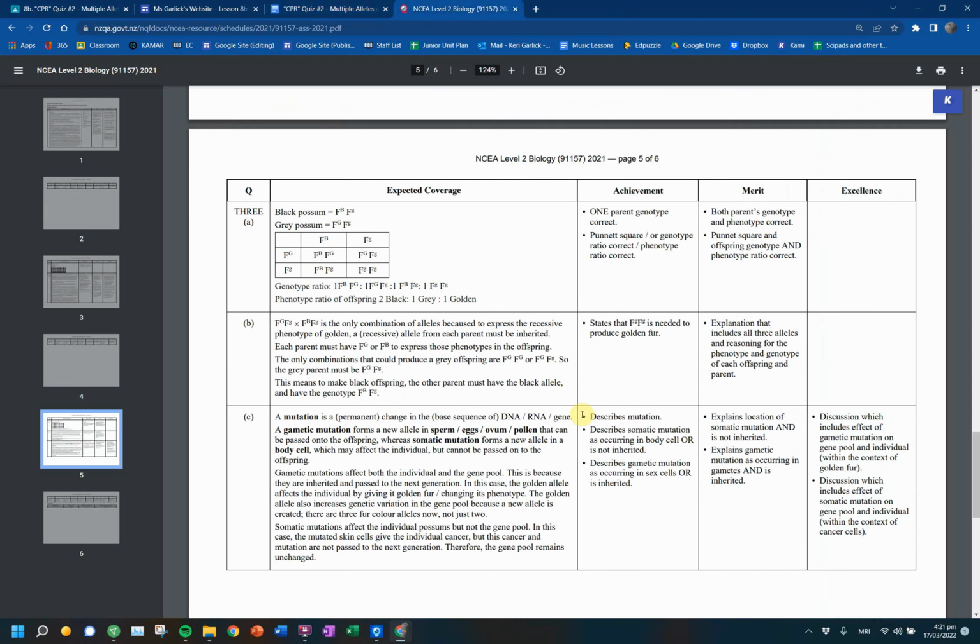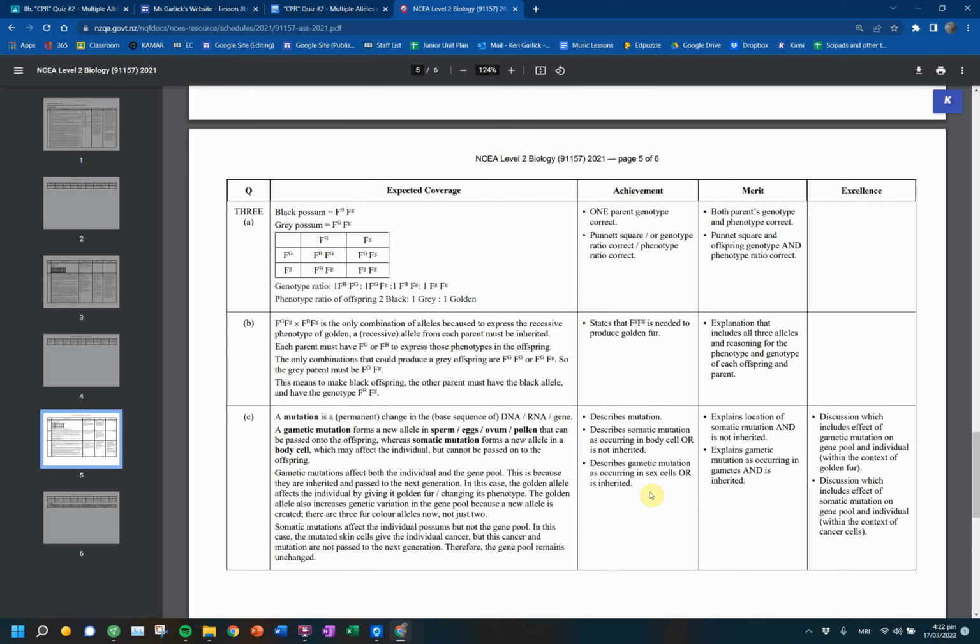So let's look at the marking schedule here. In this case, they're looking for definitions. When in doubt, just stick it in definition, because that's usually where the achieved points are. So they're describing mutation, describing somatic as occurs in body cells or not inherited, and gametic as happens in sex cells or is inherited. That's real basic definitions and descriptions.